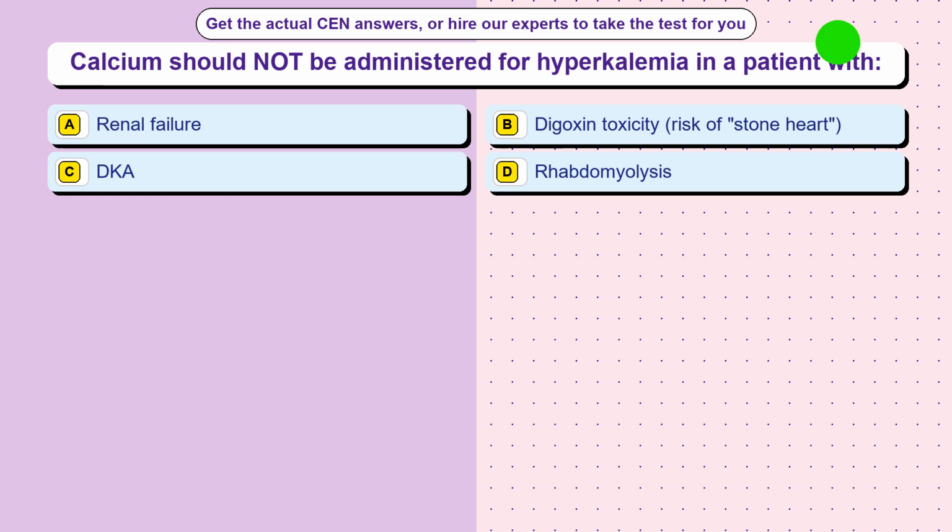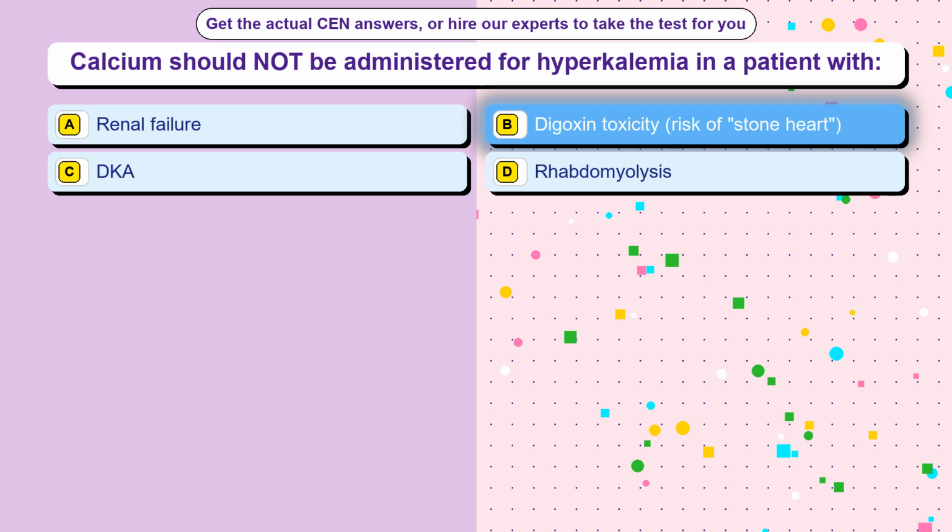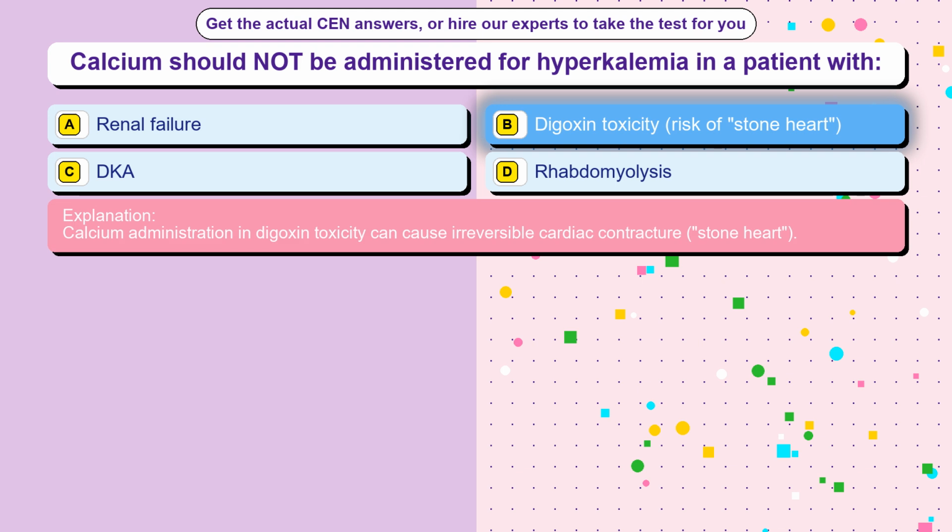Question 39. Calcium should not be administered for hyperkalemia in a patient with: Option A, renal failure. Option B, digoxin toxicity, risk of stone heart. Option C, DKA. Option D, rhabdomyolysis. The correct answer is option B, digoxin toxicity, risk of stone heart. Calcium administration in digoxin toxicity can cause irreversible cardiac contracture, stone heart.